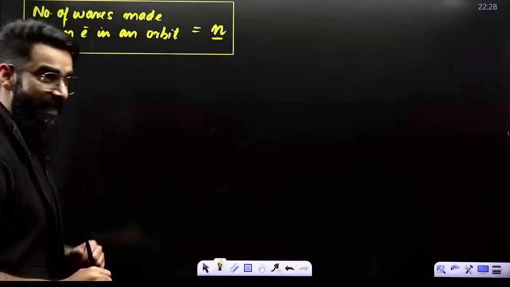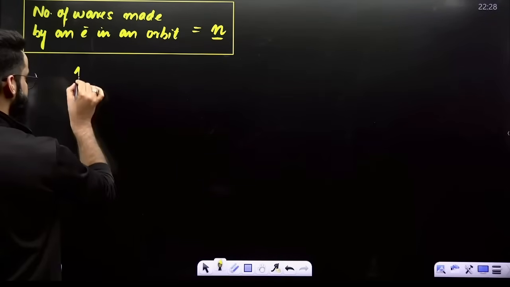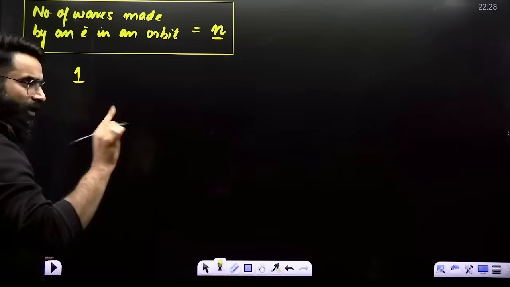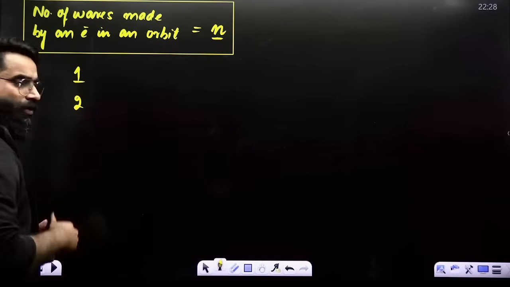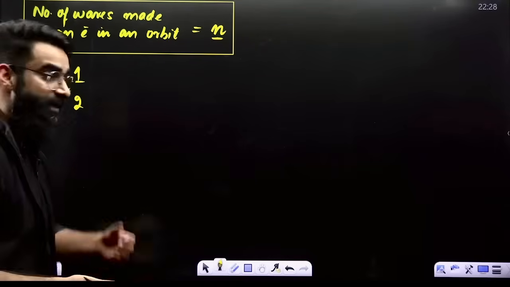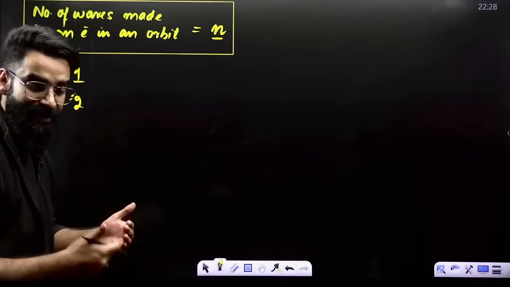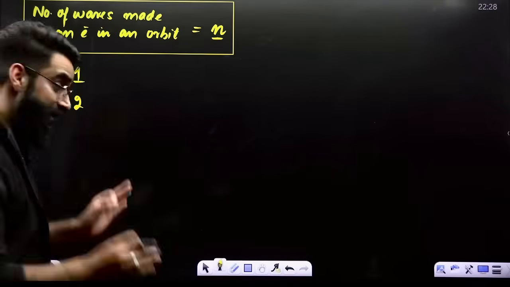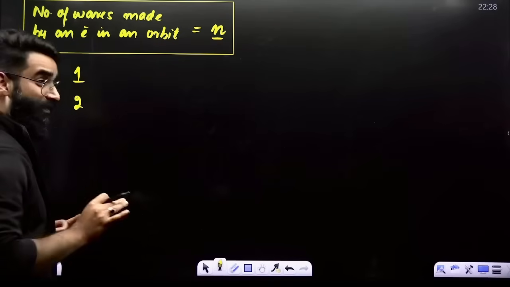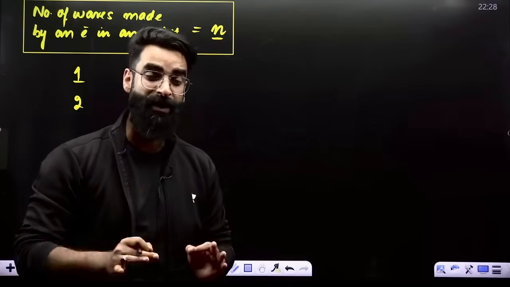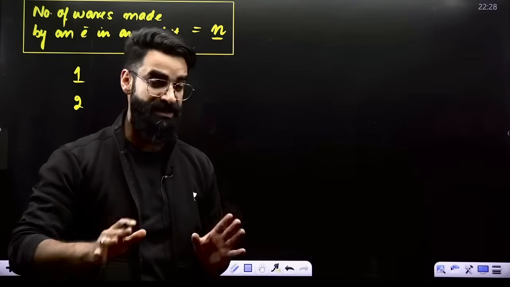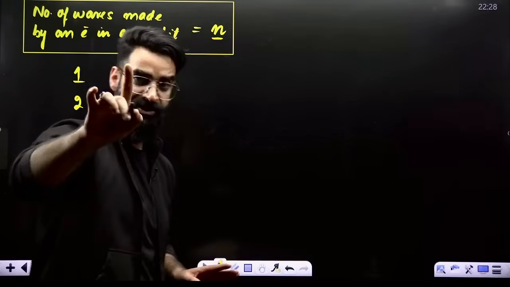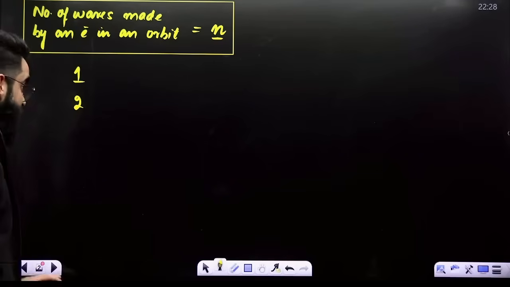For example, if the electron is moving in the first orbit, in the first shell, it is going to make only one wave. If the electron is moving in the second shell, it is going to make 2 waves. If the electron is moving in the third shell, it's going to make 3 waves. So remember, in short, number of waves made by the electron in an orbit is always equal to the value of n, the shell number in which electron is moving. As simple as that. Question number 1 and short 4 marks.